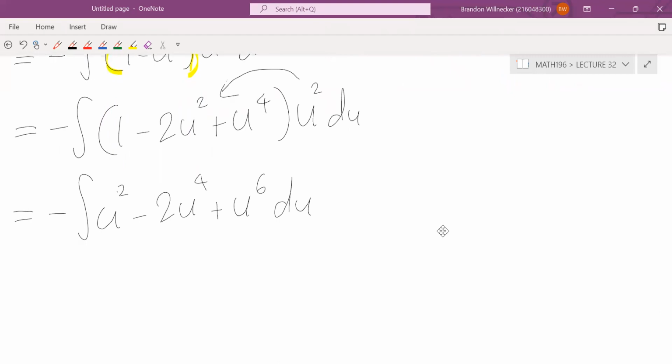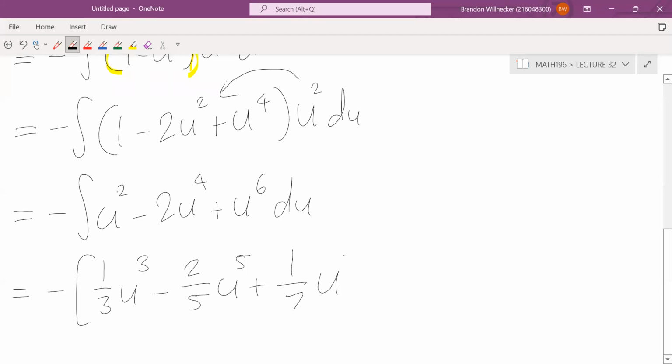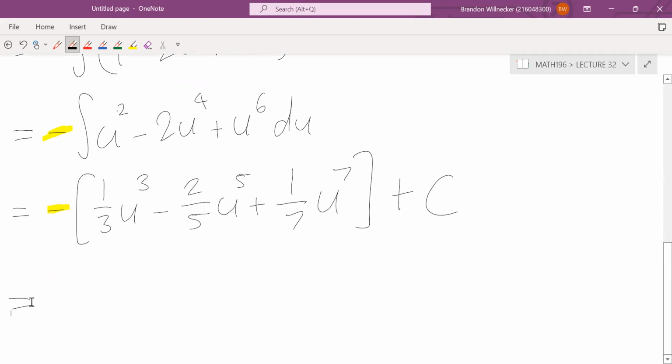Okay, so what we need to do now is just integrate. So we have minus (1/3 u cubed minus 2/5 u to the 5 plus 1/7 u to the 7). Okay, and then I'm just putting in brackets because remember we've got this minus sign in front. So we need to remember that minus sign there, and then plus c. Okay, so here we're going to have minus 1/3 u cubed plus 2/5 u to the 5 minus 1/7 u to the 7 plus c.